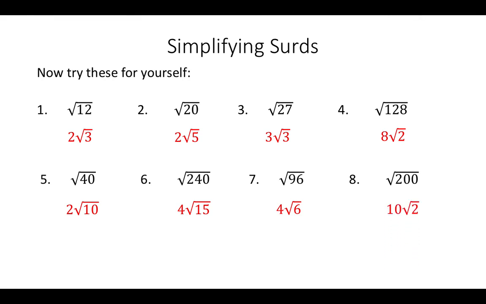So hopefully you've learned how to look for the factors in a surd and simplify it down to find the one that gives you the simplified version in the lowest surd form. Okay, your teacher will probably direct you towards some more examples to practice this, but thanks for listening.